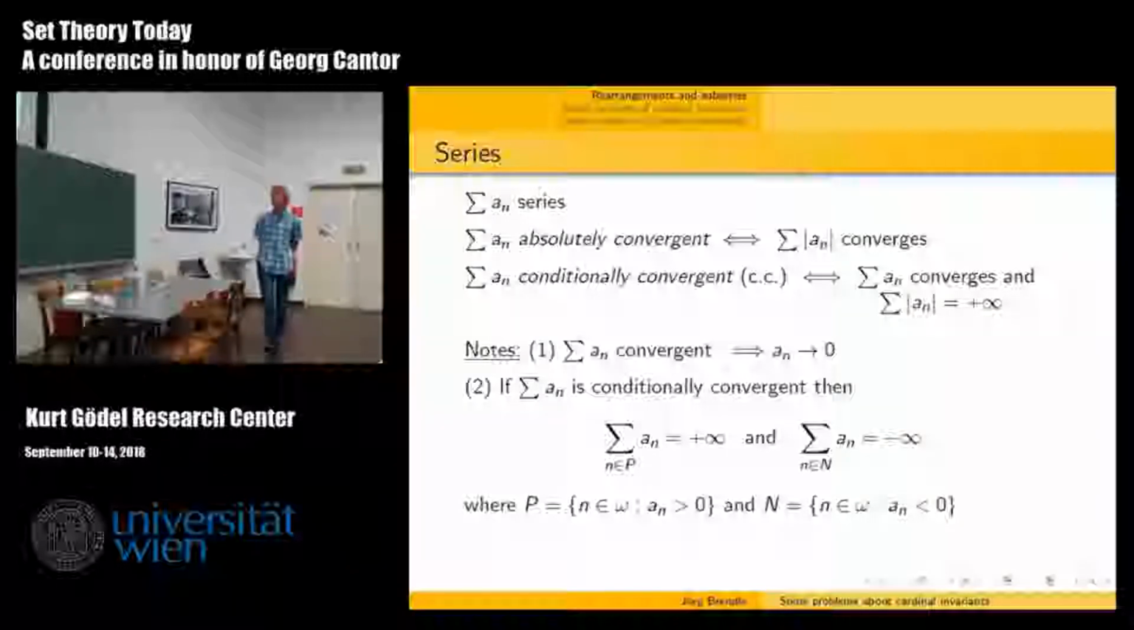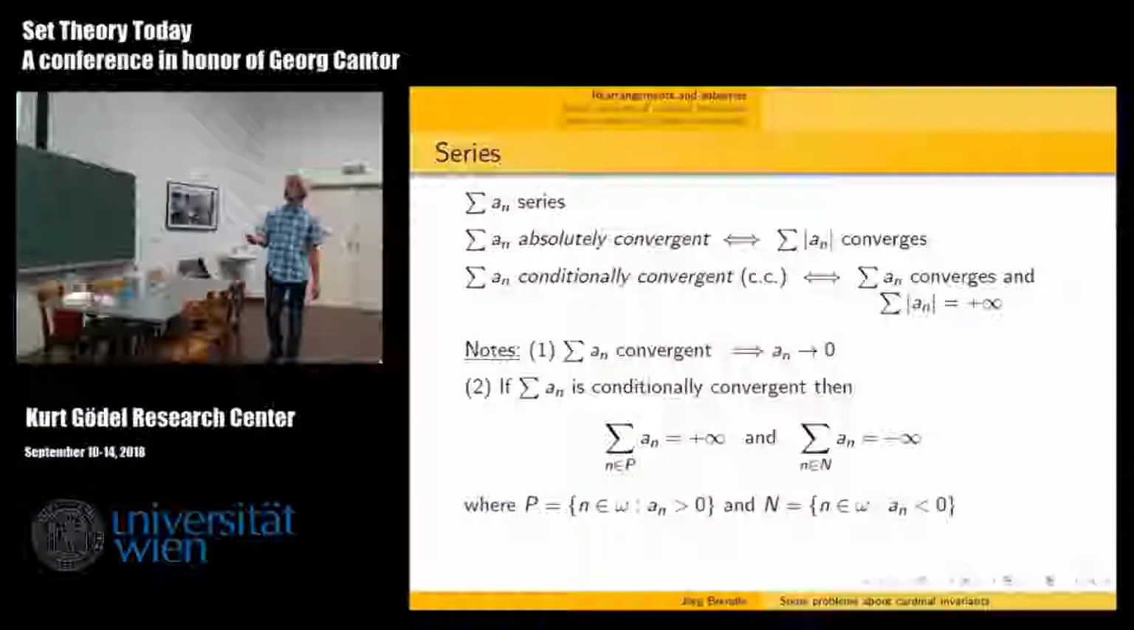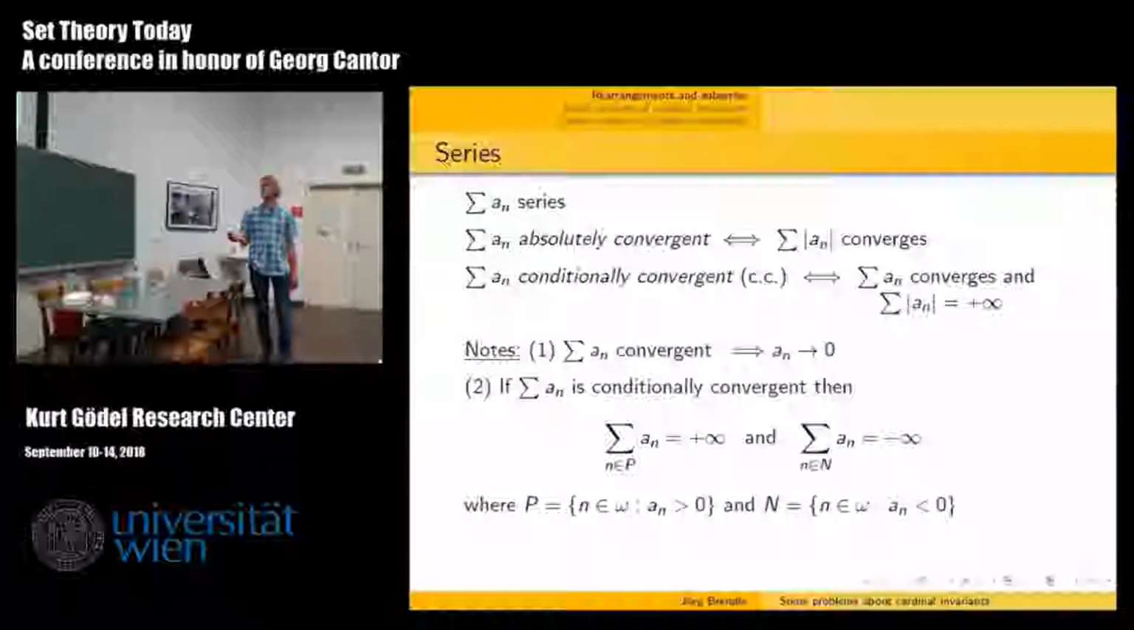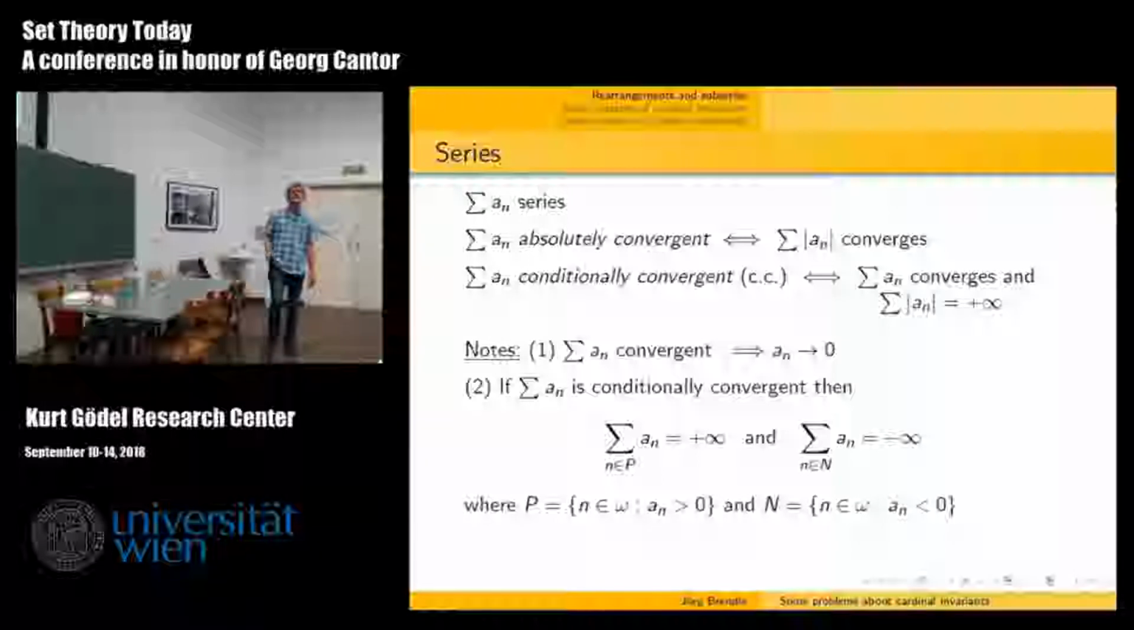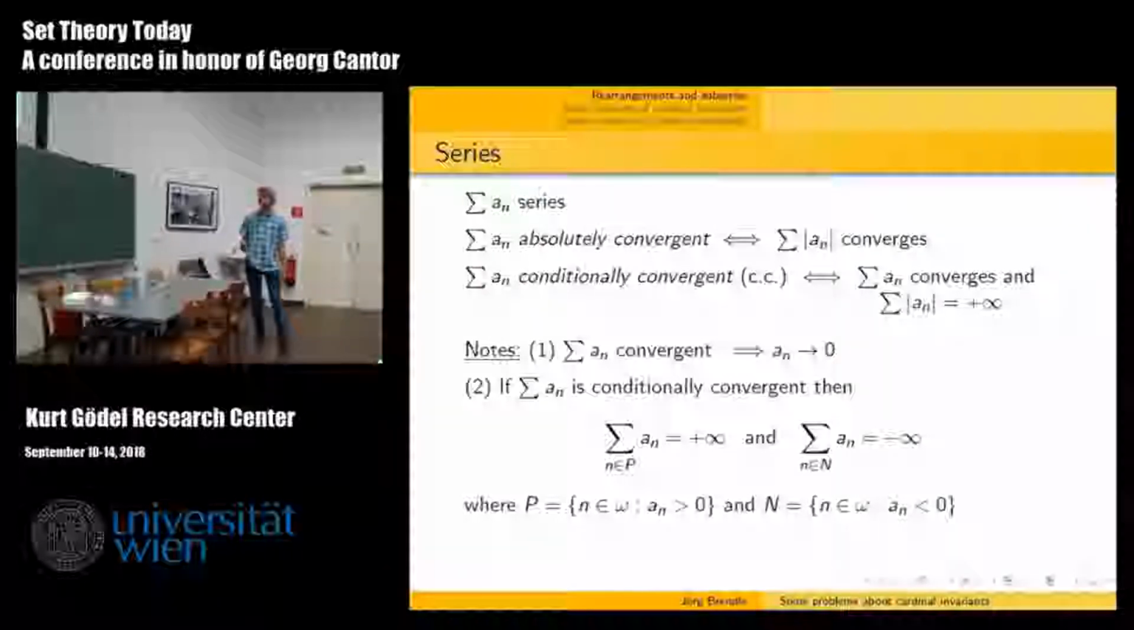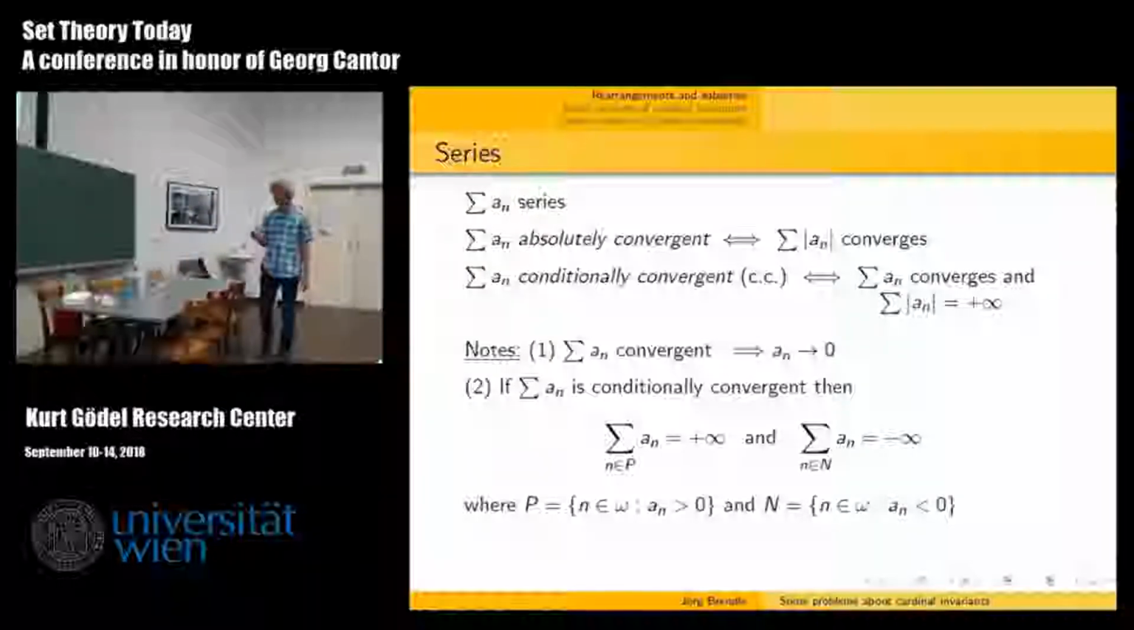If you have a conditionally convergent series, then if you just look at the positive terms, so the n such that a_n is bigger than 0, and you take the sum over these a_n, this sum must be plus infinity. And if you take the sum over the negative terms, that must diverge to minus infinity. This is very easy to see.